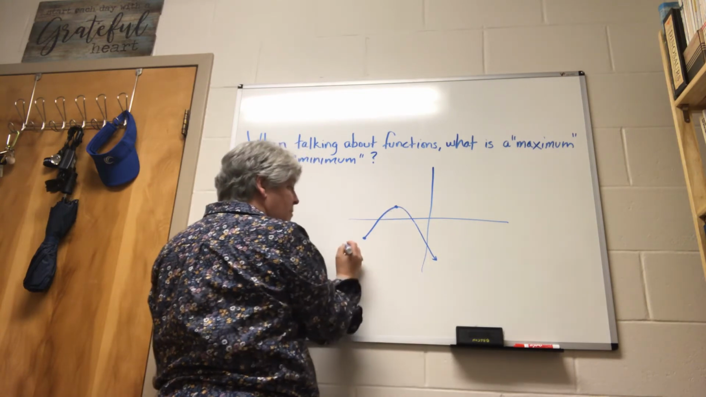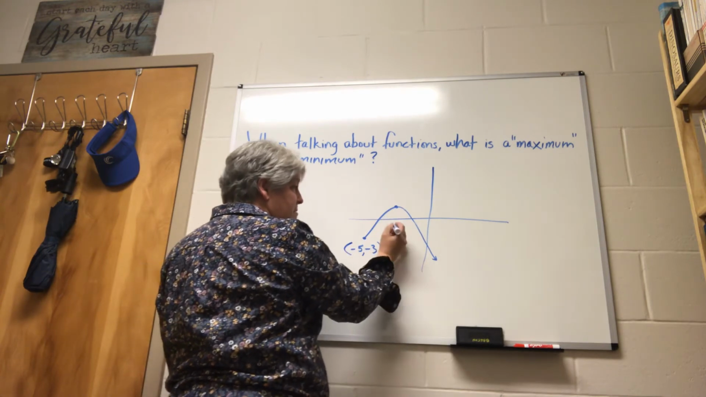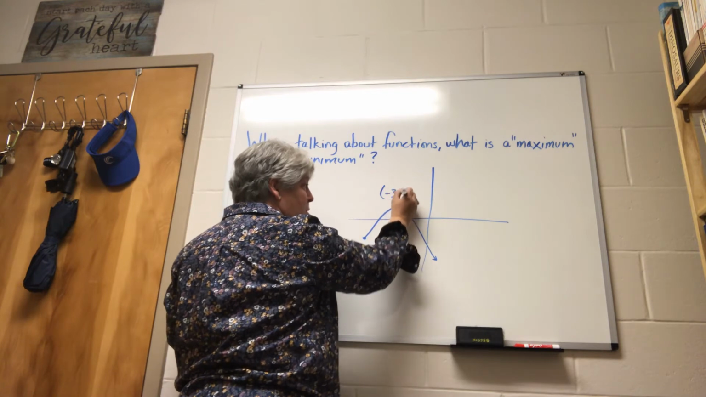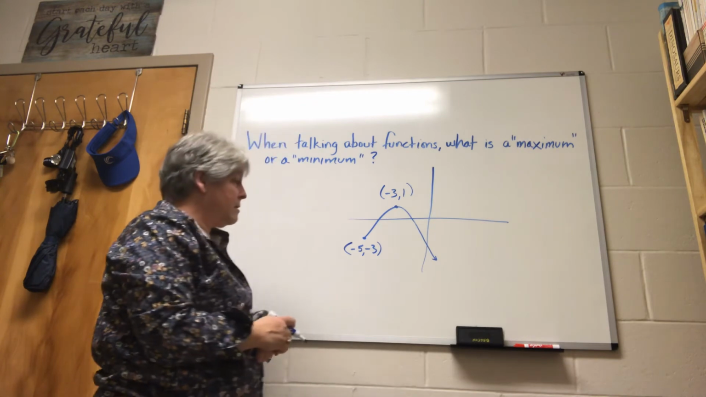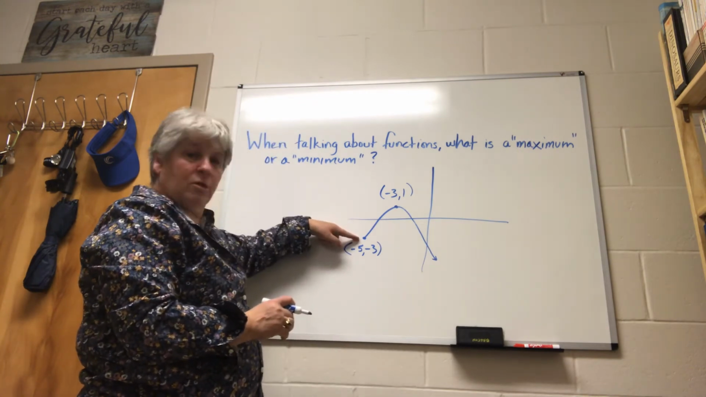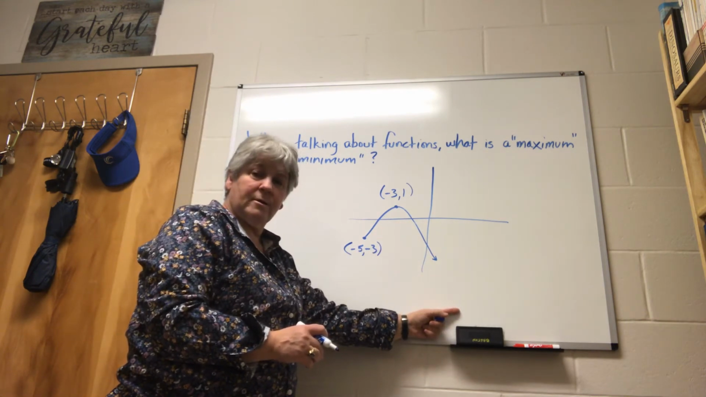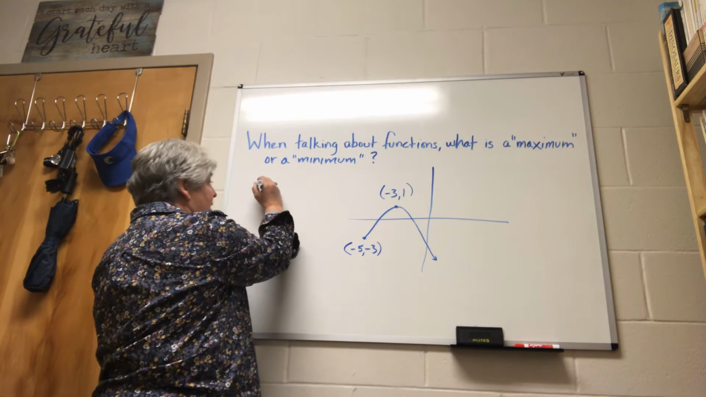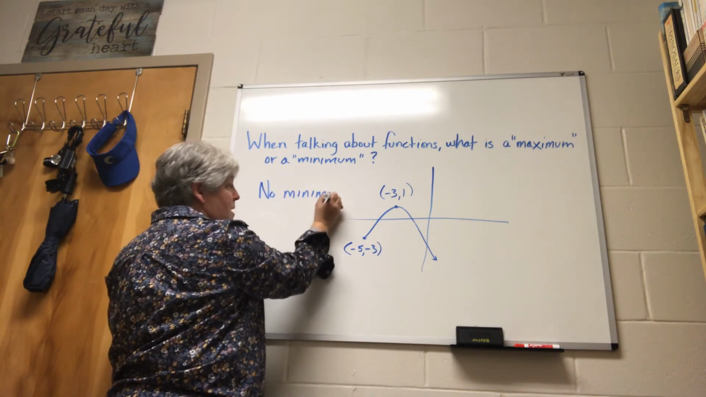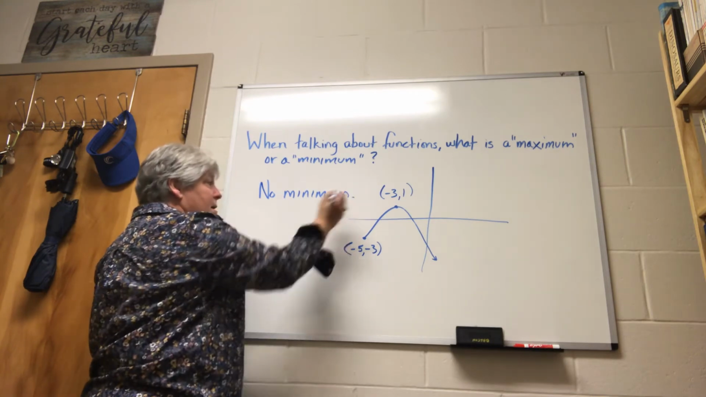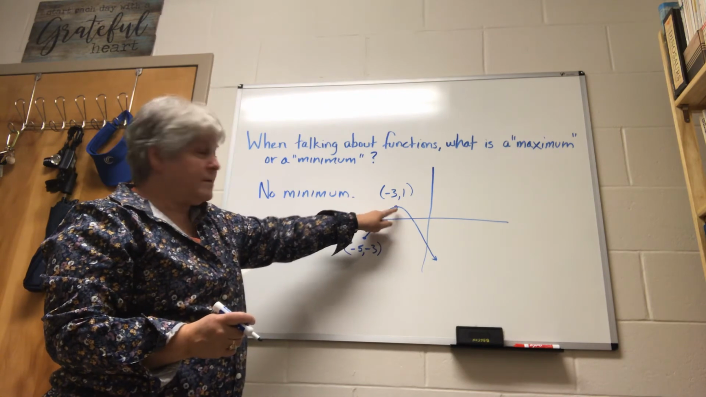and if I gave you some of the ordered pairs, say -5, -3, let's say that this is -3, 1, and so if this were the whole graph, you might think that this is the low point on the graph, but this thing here goes infinitely lower, so this one has no minimum. However, as far as a maximum goes, we can see that this is the high point on the graph.